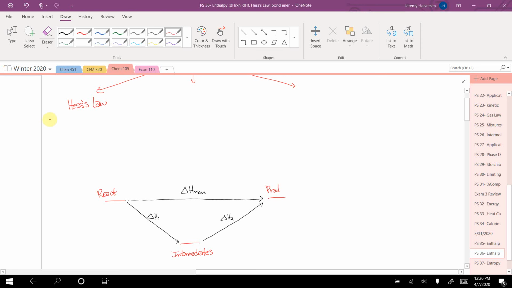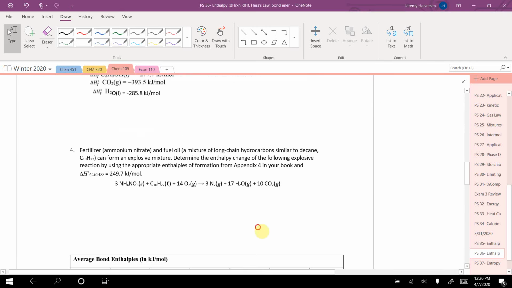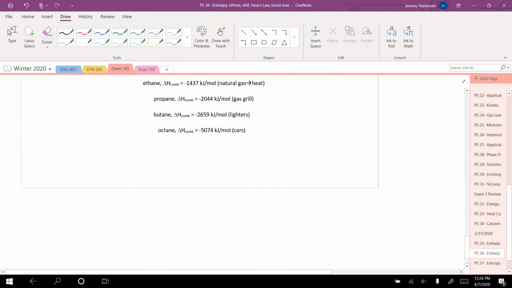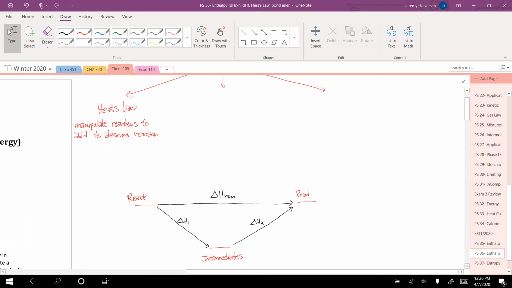So I'm going to say manipulate reactions to add to desired reaction. And I think we might get the chance to do some of that in this problem set. If not, maybe not. Let's see. Nope, looks like not. So because that's the case, if you want to learn more about Hess's law, I would refer you to problem set 35.